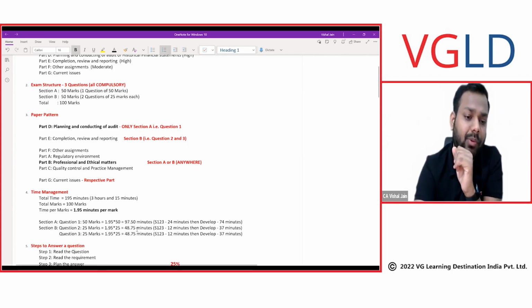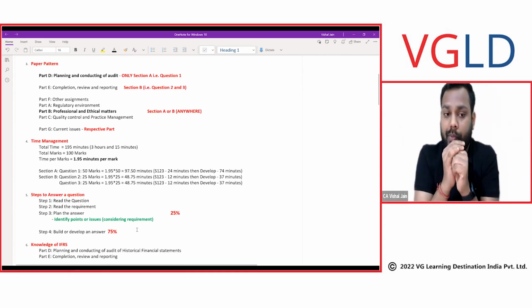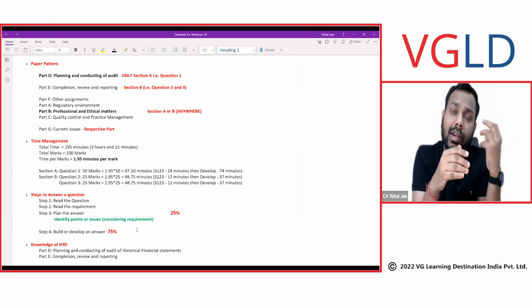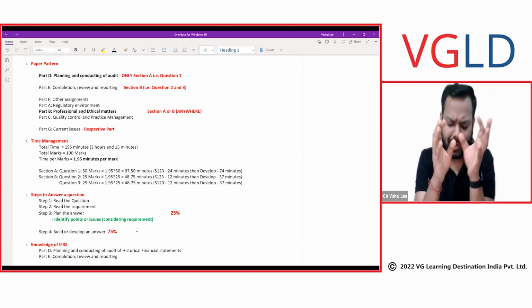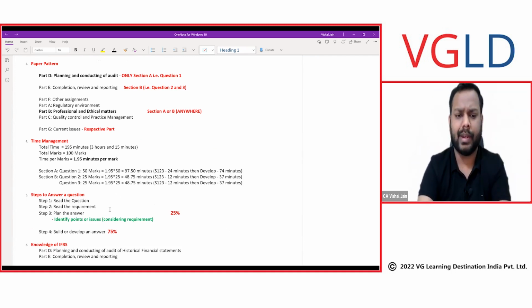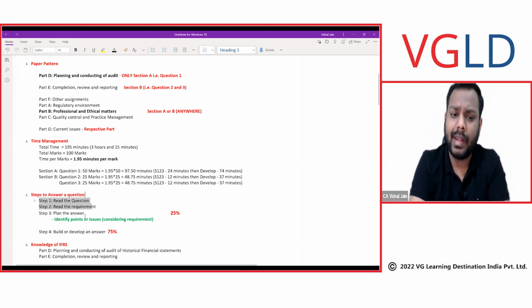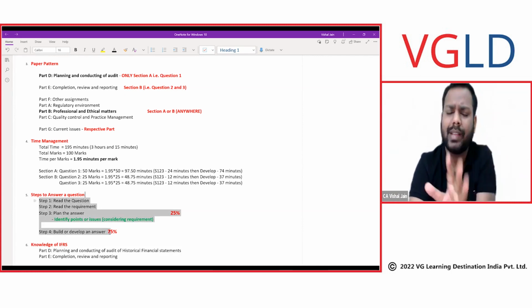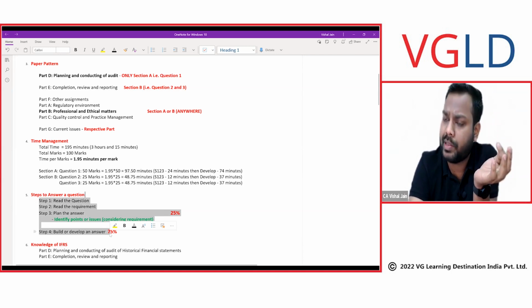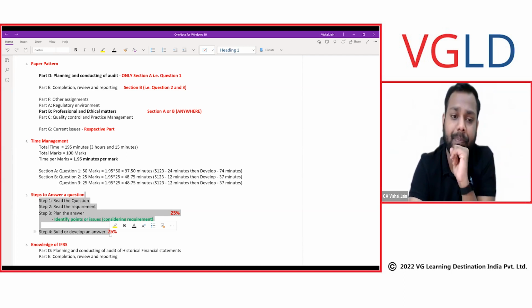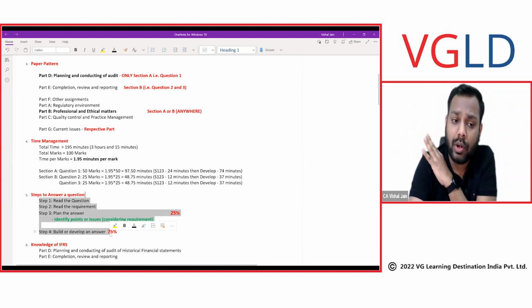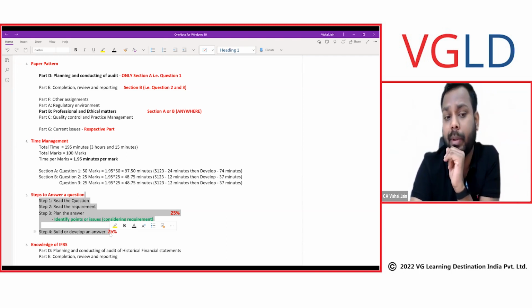Now, steps to answer a question. Again, the approach is altogether different. If you had asked in the SBR paper what the steps to answer a question are, I would say first read the question, read the requirement, then plan the answer, and then develop the answer. This is what I say in SBR and in FRS as well, and I assume this is what other teachers say in ATX or SPL or any other paper. But there is an altogether different approach for answering a question in AAA.